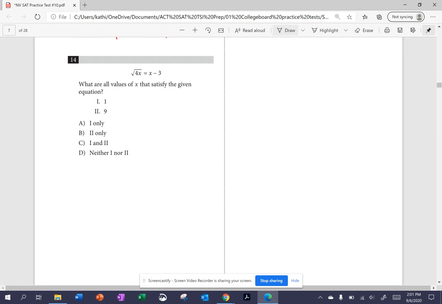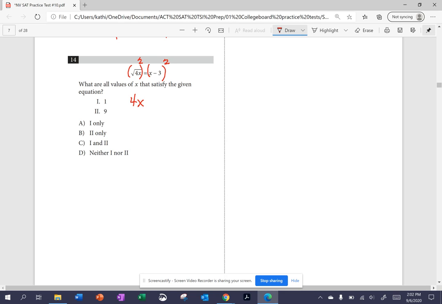Number 14. What are all the values of x that satisfy the given equation? Okay, so starting out, I have a variable that's under a radical. To undo the radical, I want to apply the inverse. The inverse of square root is squaring. Whatever I do on one side of the equation, I have to do on the other side of the equation.